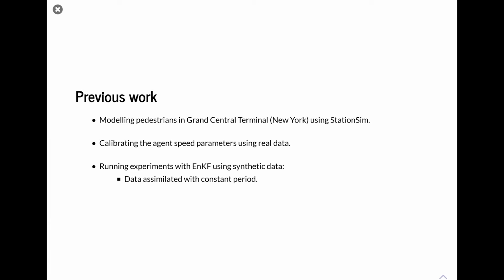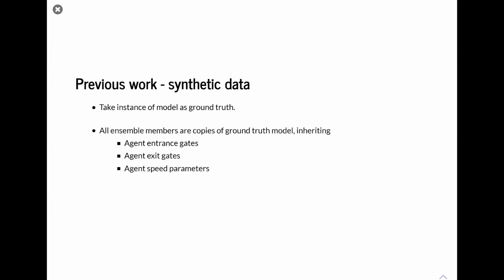I thought it might be worth just going over how we're generating synthetic data before we get into anything. So we're taking an instance of the model as a ground truth, and then taking copies of this ground truth model, and those will be our ensemble members for our Ensemble Kalman Filter. And these members inherit stuff like agent entrance gates, agent exit gates, and agent speed parameters. And then we're generating synthetic data by adding some Gaussian noise to the ground truth state that we're getting from the ground truth model.